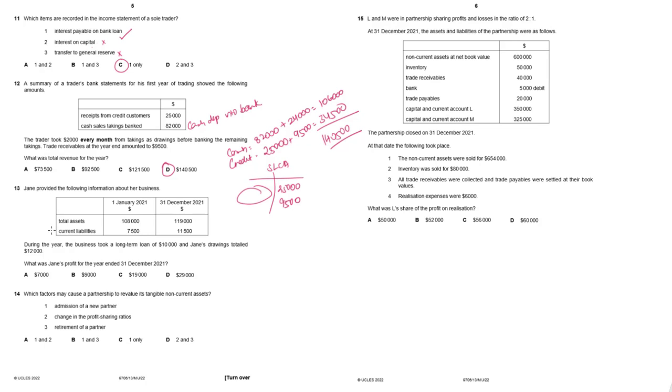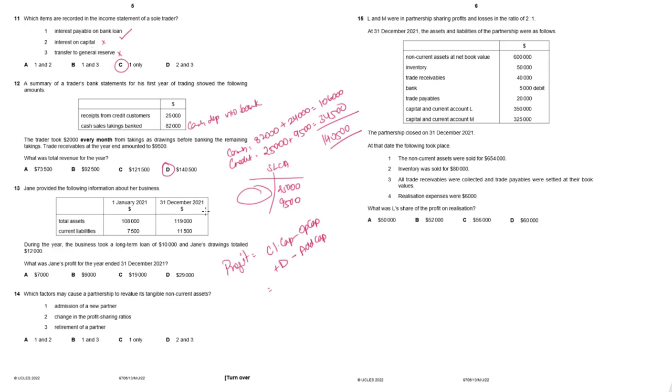Jane provided the following information about a business: total assets and current liabilities. During the year, the business took a long-term loan of 10,000 and Jane's drawings total 12,000. Okay, what was Jane's profit for the year ended 2021? So profit can be calculated as closing capital minus opening capital plus any drawings minus any additional capital. So let's see, do we have the closing capital? For closing capital, we need to do assets minus liabilities.